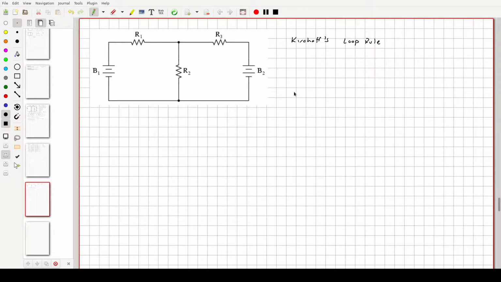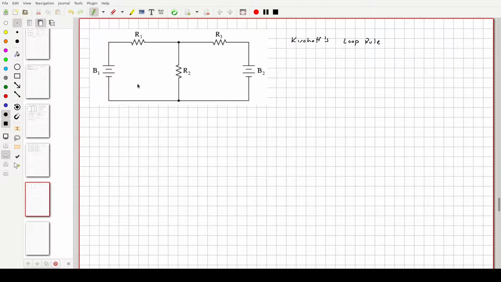Now, let me explain to you how the rule works. What you're looking for are closed loops. So I see 3 of them here. I see one closed loop right here. I see one closed loop right here. And then I see a big closed loop that goes like this.